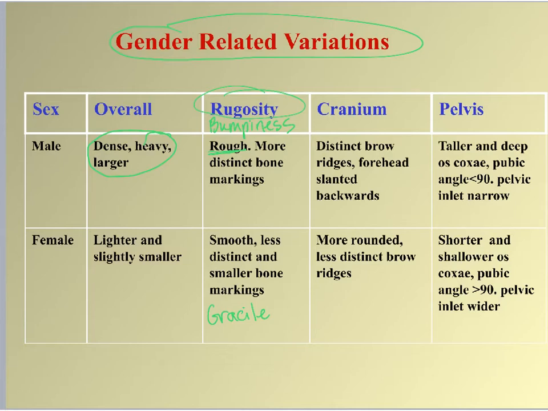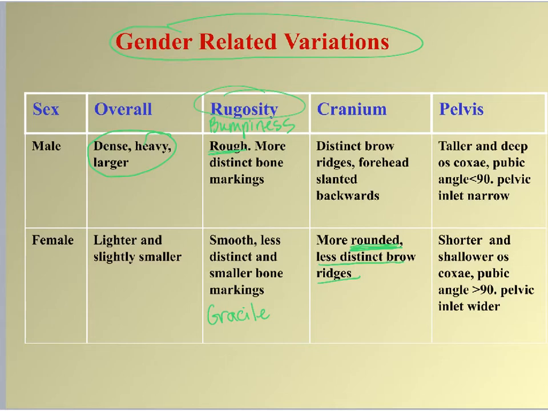Men tend to have a more distinct brow ridge, and their forehead slants backwards, which is sort of the opposite as far as women go. They have less distinct brow ridges, and their forehead, or the frontal bone, is a little bit more rounded.